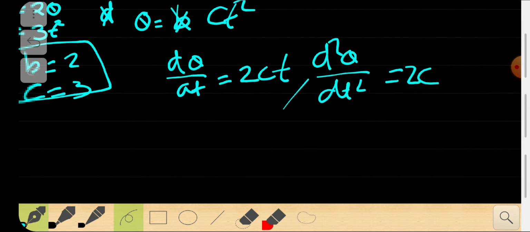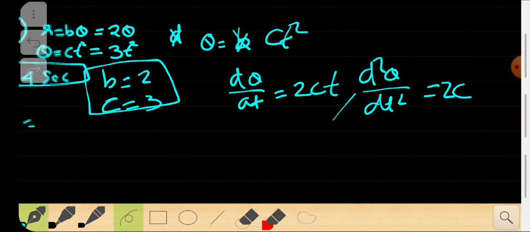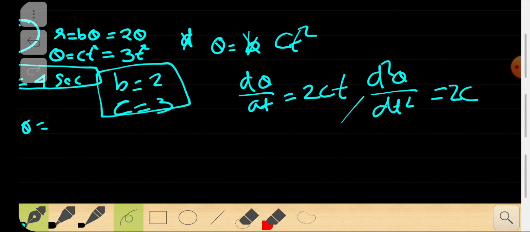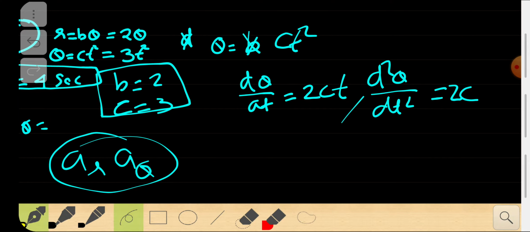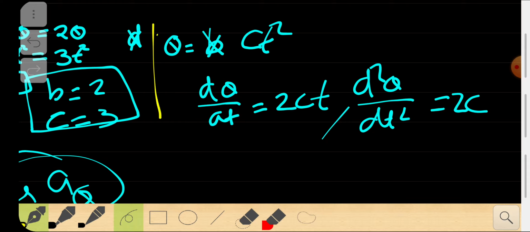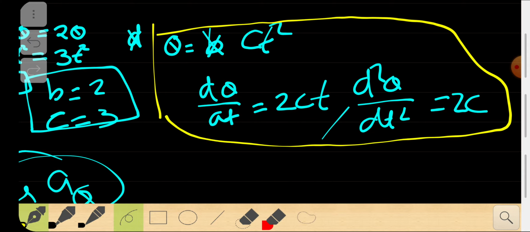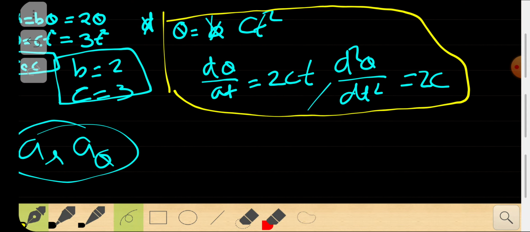Now what we can do is find out dr by dt, because the equations of acceleration in the radial and theta cap directions have terms of d theta by dt and dr by dt. That's why I'm calculating this. Beforehand I need to calculate this.